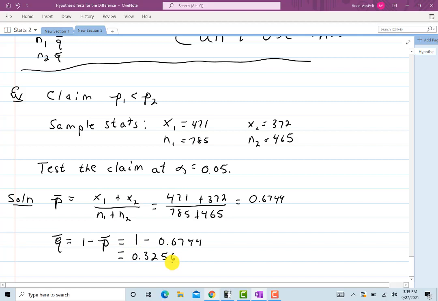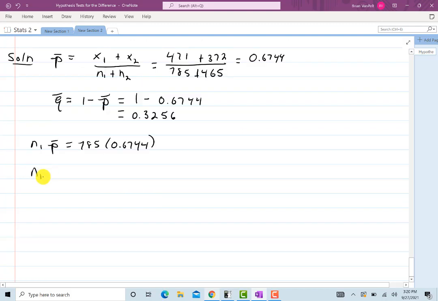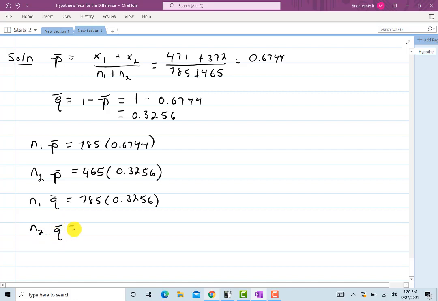And now let me check all of my information. So N1 P bar will equal 785 times 0.6744. And N2 P bar was equal to 465 times 0.6744, and then N1 Q bar equals 785 times 0.3256, and then N2 Q bar equals 465 times 0.3256. And let's get each of these numbers just to make sure they're greater than or equal to 5.